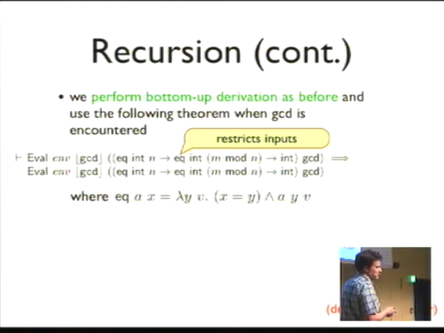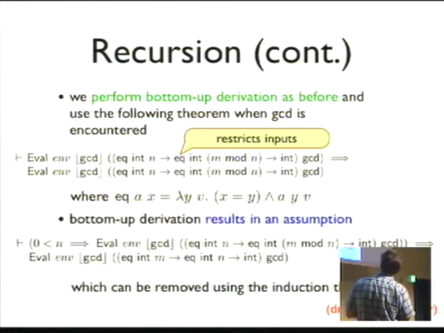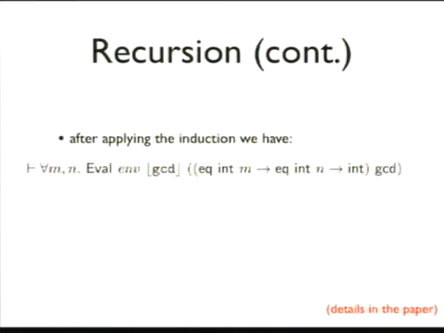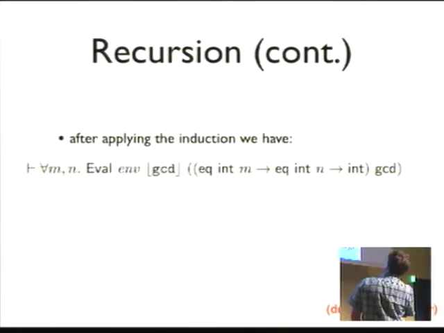Okay? So if we do the bottom-up derivation with that, we get something a little bit verbose. For the recursive case, you get this assumption where the arguments are exactly the same as what goes into the recursive call, and in the conclusion you get just the variables. And this now matches the induction scheme, and you get something like this. For every m and n, you get exactly those. You can essentially delete that assumption using the induction that we got.